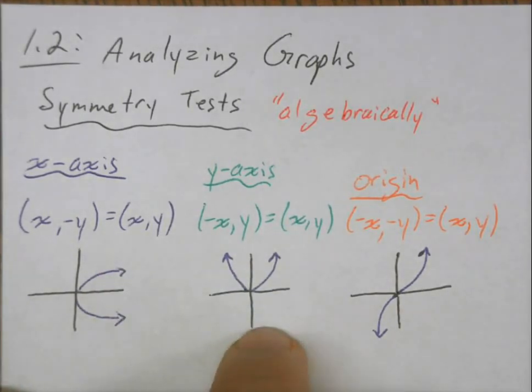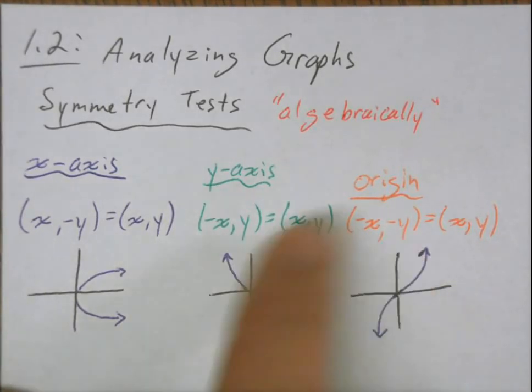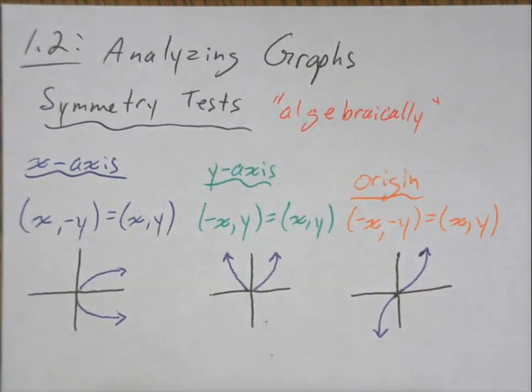Y-axis symmetry, same token, but you will make the x negative. Origin, you will take both of them to be negative. Y-axis symmetry looks like that. Origin symmetry looks like that. Take a second, pause the video, get this down, and here you go.